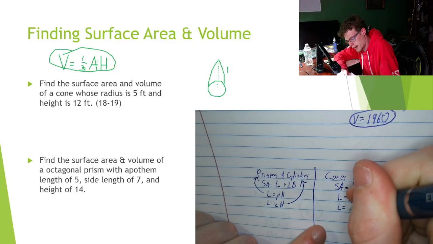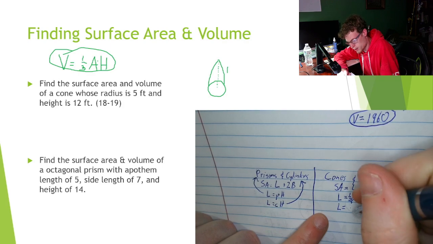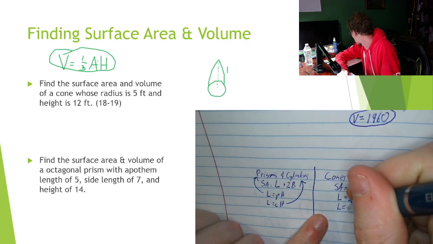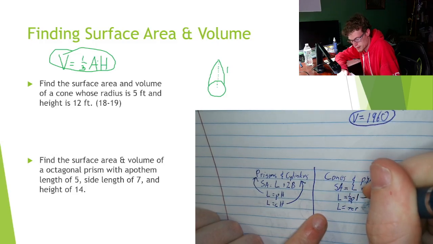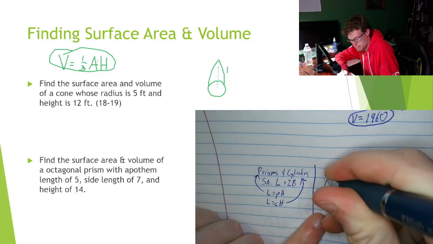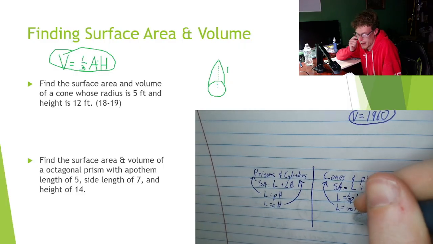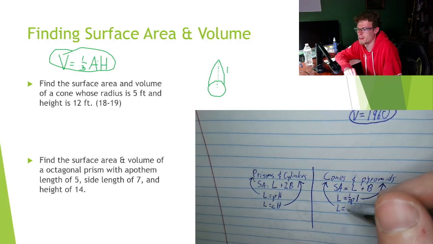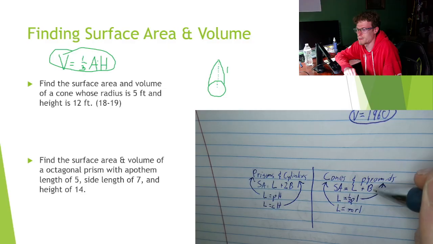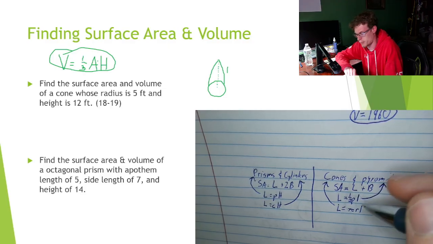Lateral surface area for cones is pi times radius times slant height. So again, that uses slant height. Okay, that's for the surface area. And then find the area of your base by your typical area formula.